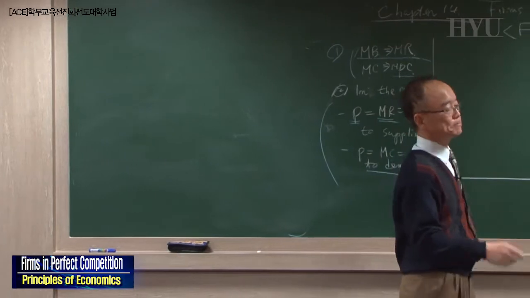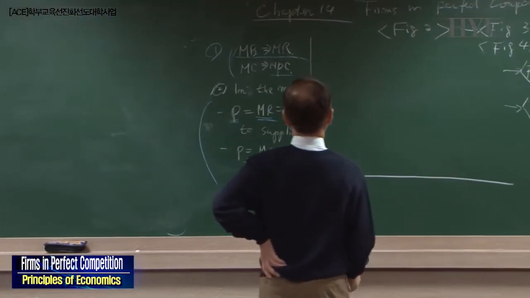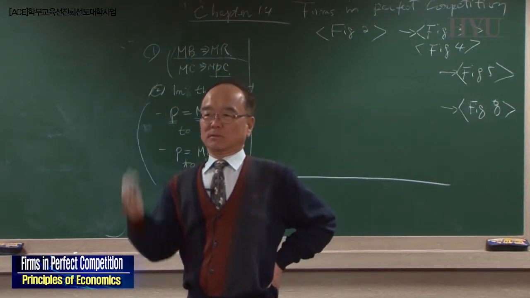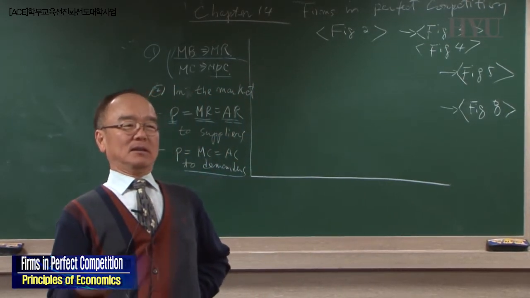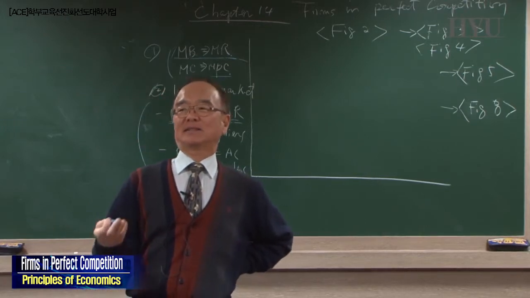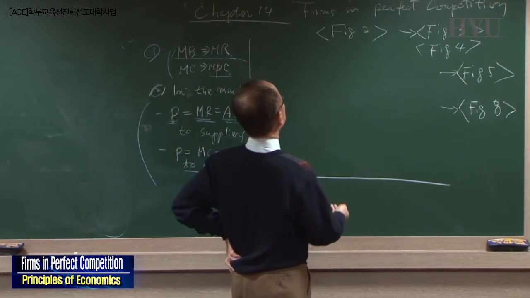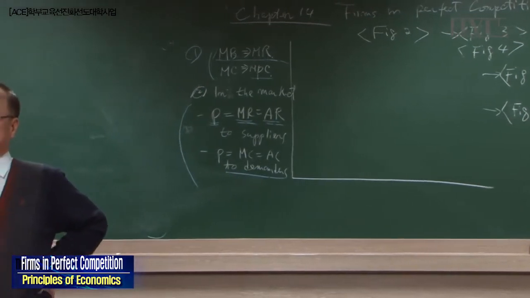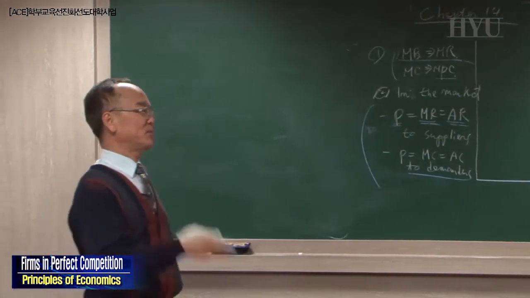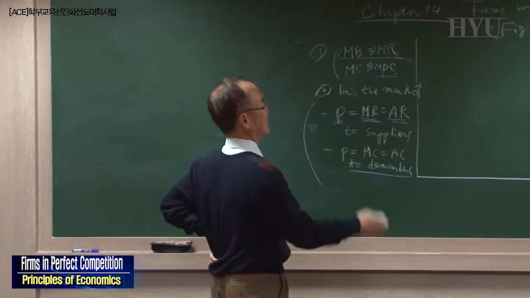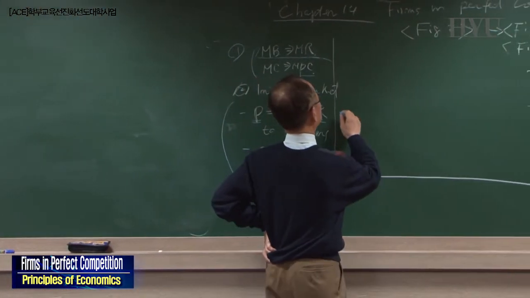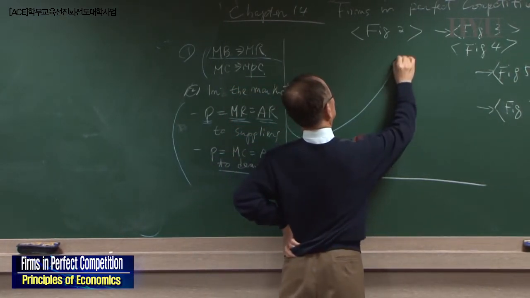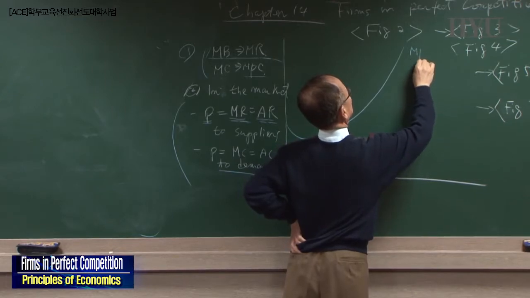So as always, a firm's decision making is at the margin, which means that to make the optimal decision, a firm should take marginal revenue and marginal production cost into account. So let's start off with the marginal production cost curve.